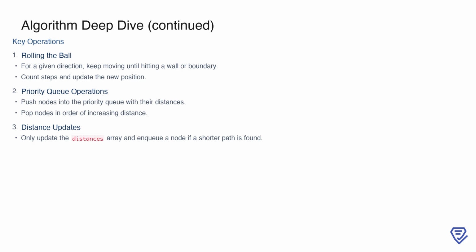Several key operations are involved in implementing this algorithm. First, rolling the ball in a given direction involves continuously moving until it hits a wall or boundary, counting the steps taken along the way, and updating the new position. Second, priority queue operations include pushing nodes with their distances and popping nodes in the order of increasing distance. This ensures that paths are processed in the correct order. Finally, the distances array is updated only when a shorter path is found, which helps us avoid redundant computations and ensures that the algorithm remains efficient.